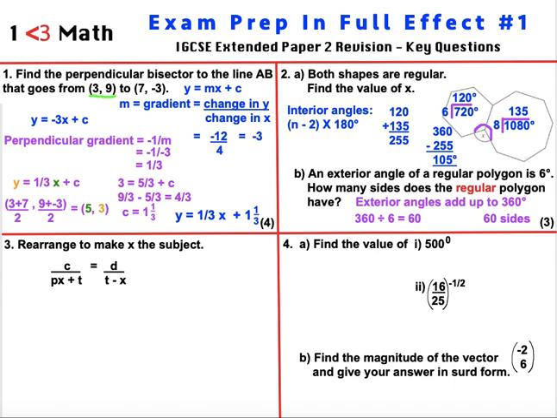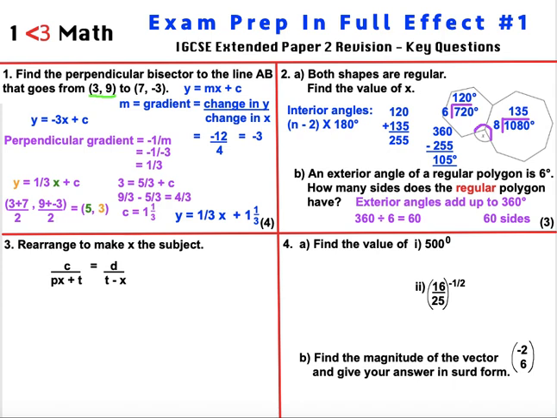So therefore, the shape has 60 sides, because if each exterior angle is 6 degrees, there must be 60 exterior angles. If they're all equal, 360 divided by 6 equals 60, so the answer is 60 sides, and that's 3 marks, 2 for part A, 1 for part B.